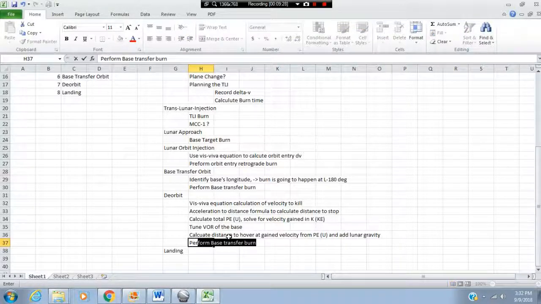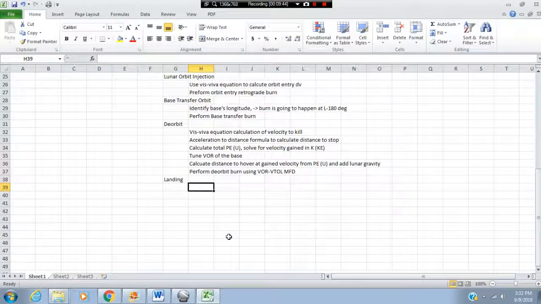Okay, and then the last is to perform the deorbit burn using the VOR VTOL MFD. And now we're on to landing.